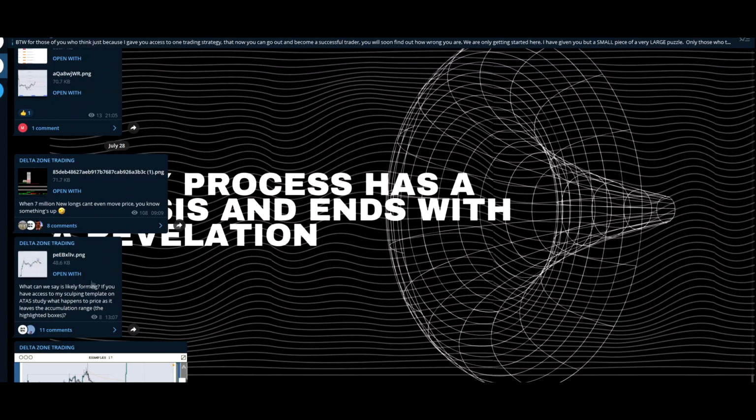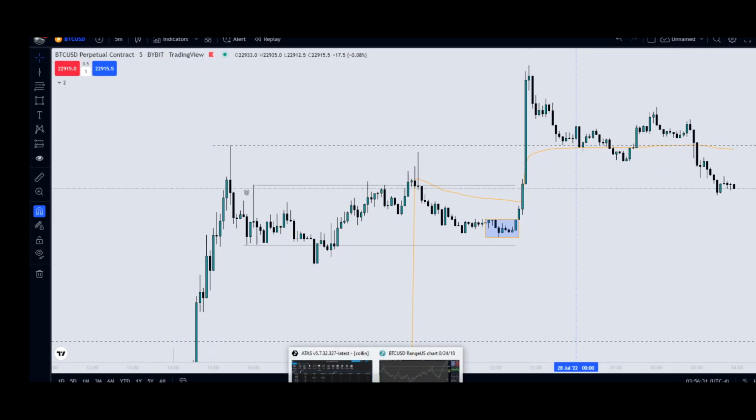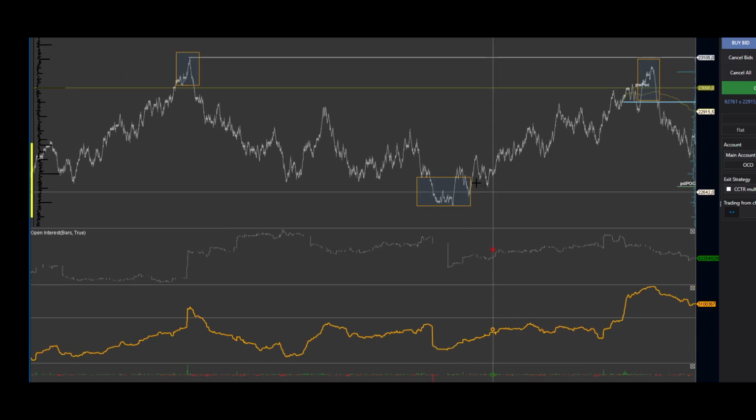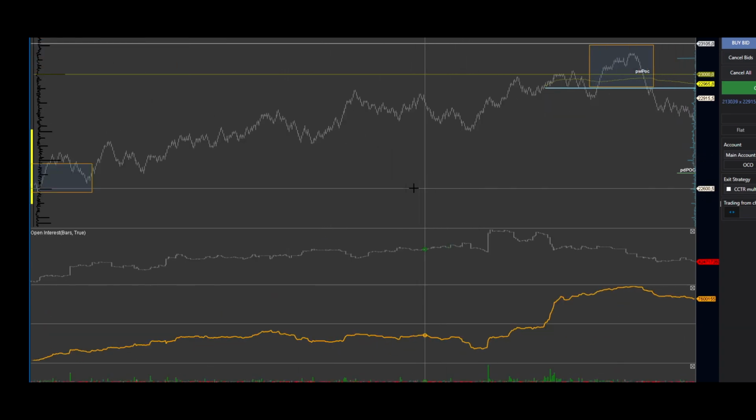It's because at the time I said what is likely forming, right? And if they had access to my scalp template on Atlas, they were going to be able to see in real time exactly what was happening when the price was leaving this range. So what we can do is I can just quickly throw up the Atlas chart here and I'll show you what I mean. So this is the first instance where the price left that accumulation range.